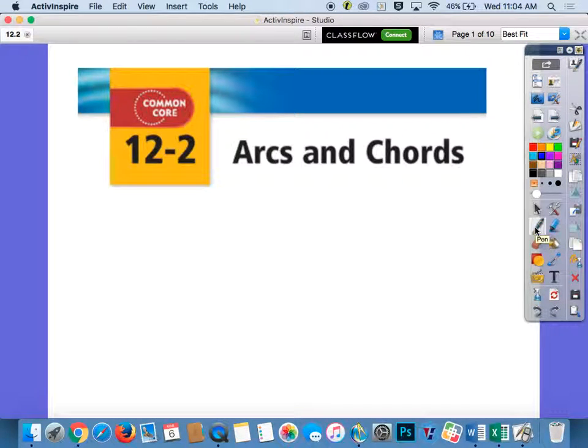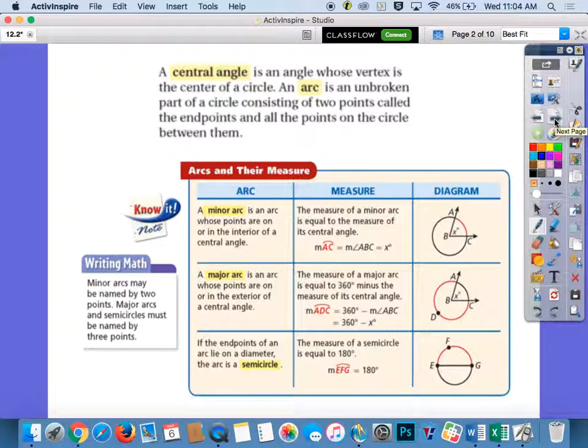Alright guys, today we're going to talk about arcs and chords. And this again is going to be pretty definition and theorem heavy. Okay? So the first thing we'll get down is our central angle. A central angle is an angle whose vertex is the center of a circle. So you can remember it: central and center.